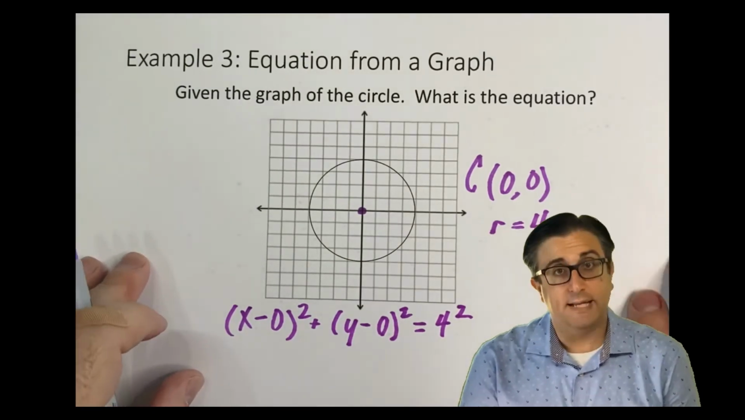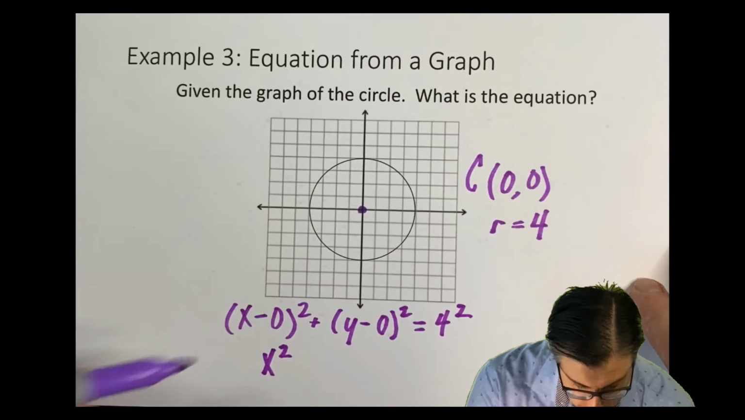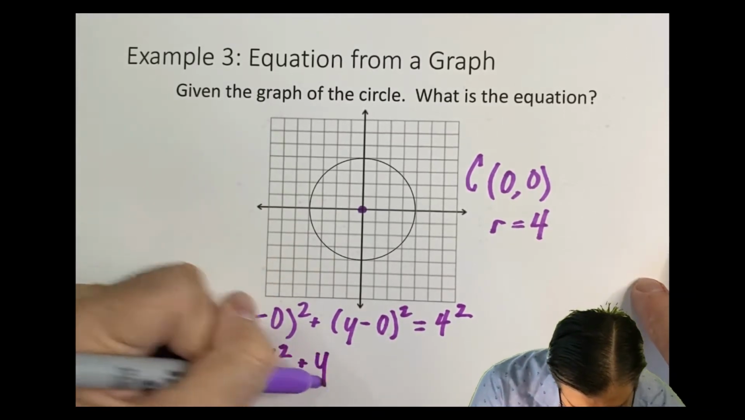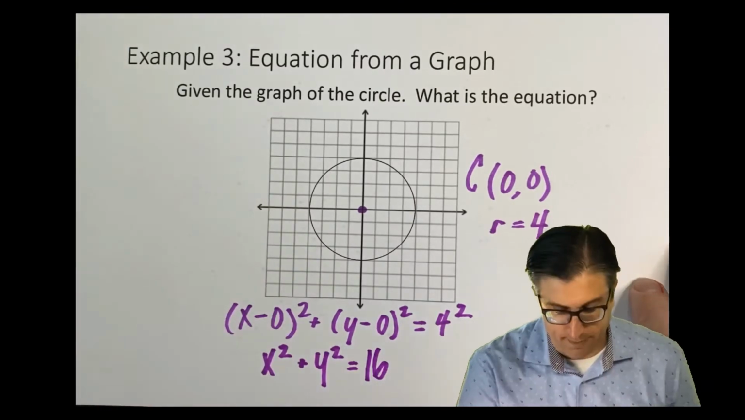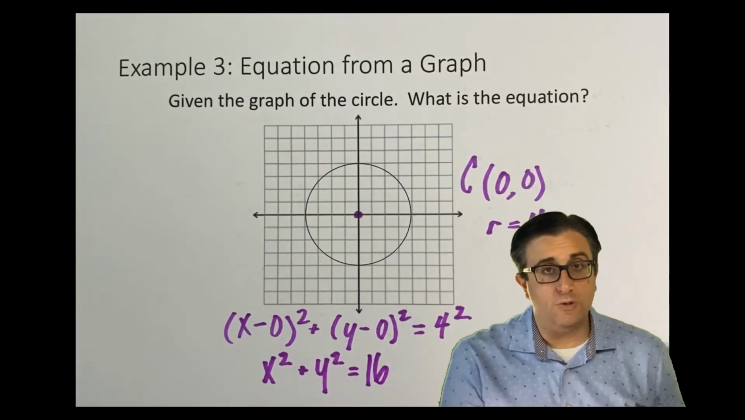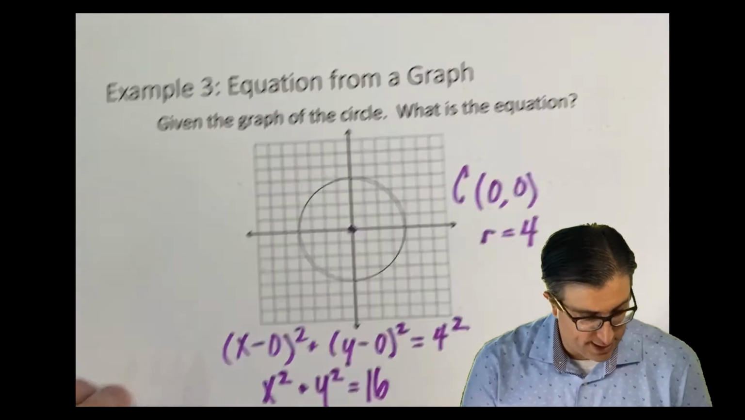Now it's just time to clean that up. X minus 0 is just x squared. Y minus 0 is just y squared. And 4 squared is 16. So the equation for that circle centered at the origin is x squared plus y squared equals 16.